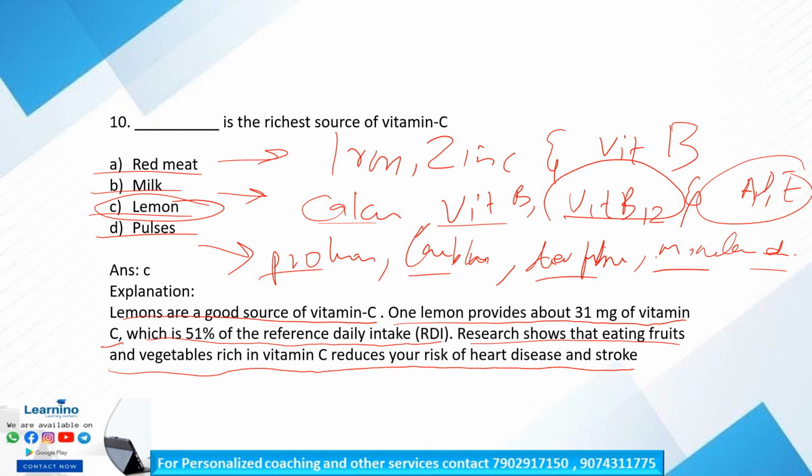Clear? So our question is, dash is the richest source of vitamin C. So lemon, option C, lemon is the richest source of vitamin C. Lemon or oranges or mosambis, etc. Clear? So these are all the 10 important previous year questions from the topic life science.